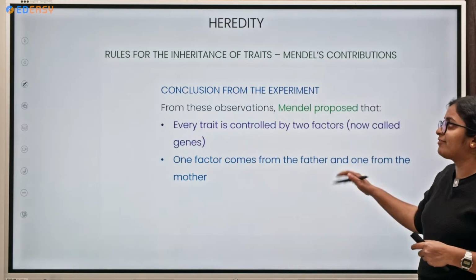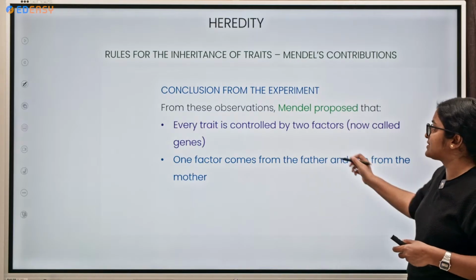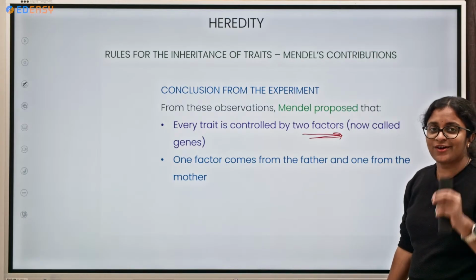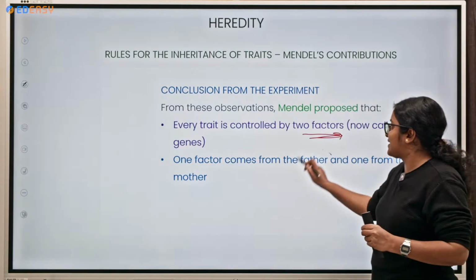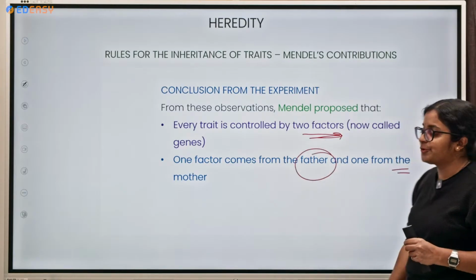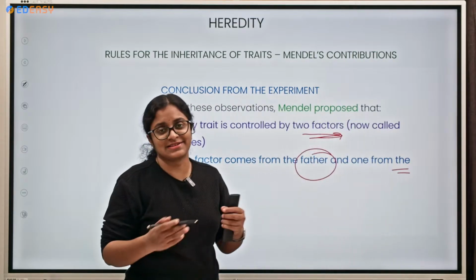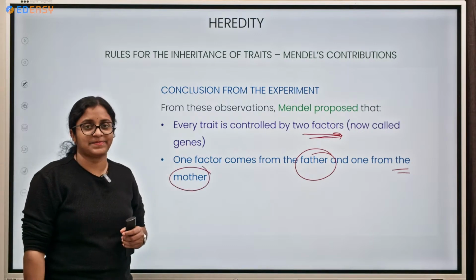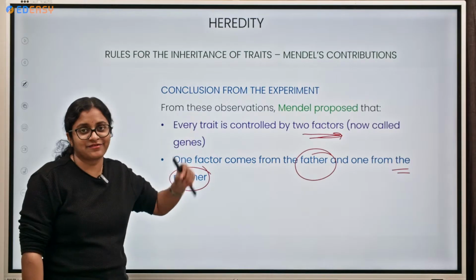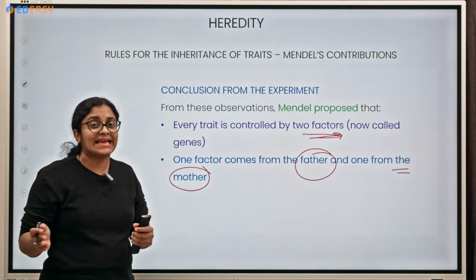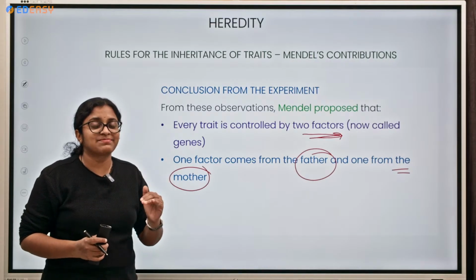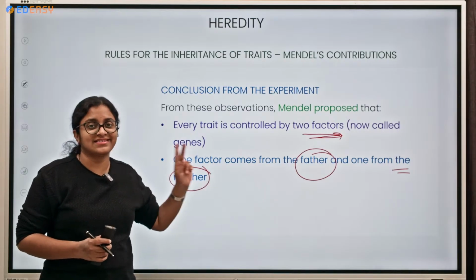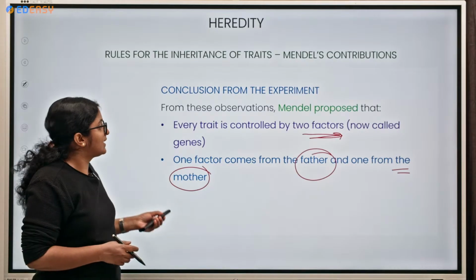Now what we are concluding from the experiment, Mendel proposed that every trait is controlled by two factors, and now we are going to call it a gene. One comes from the male parent, one comes from whom? From the female parent. So this is a rule of inheritance of the trait. Only the dominant trait is getting expressed. The recessive trait also gets expressed, but only when both the copies of genes belong to the recessive trait.